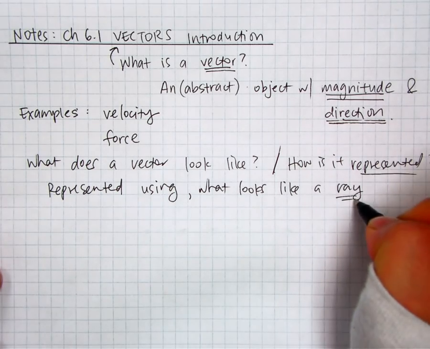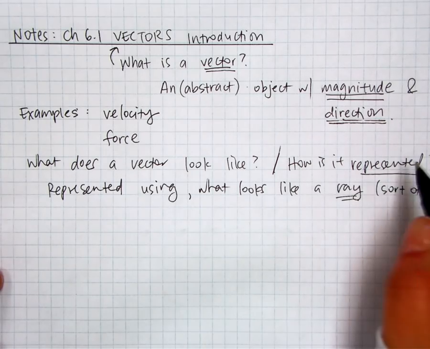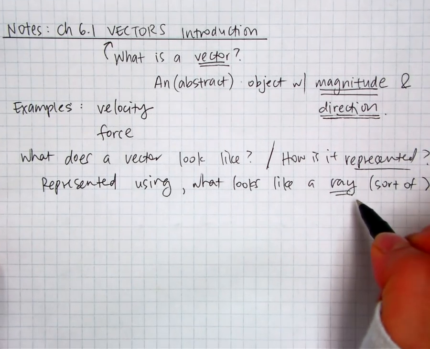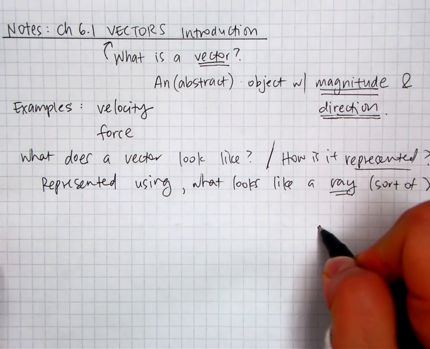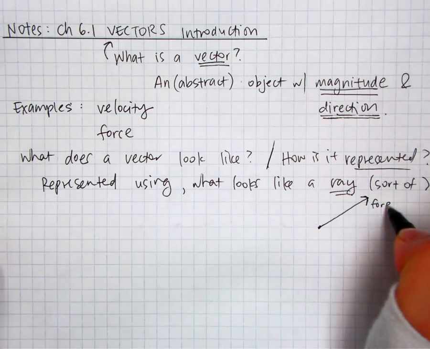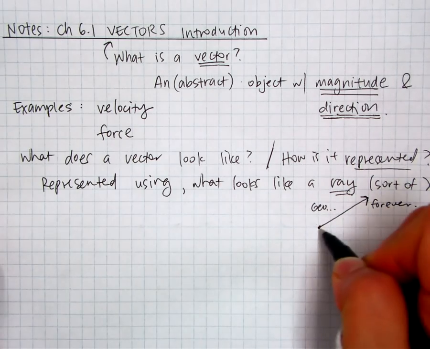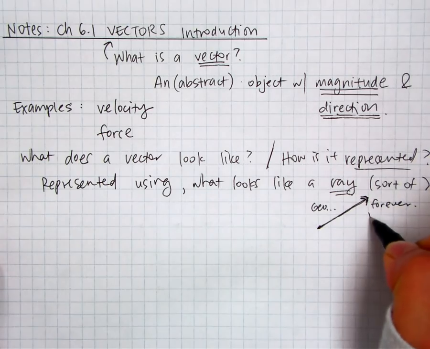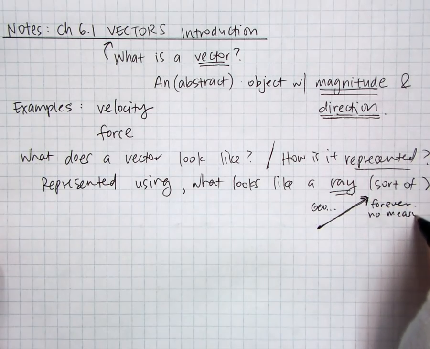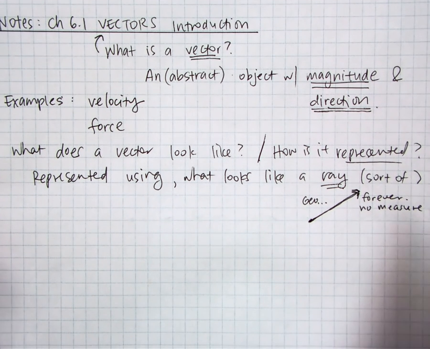If you remember a ray in geometry, it started at one point and went on forever in one direction. It starts here and goes on forever. It had no measurement, because I can't measure forever.